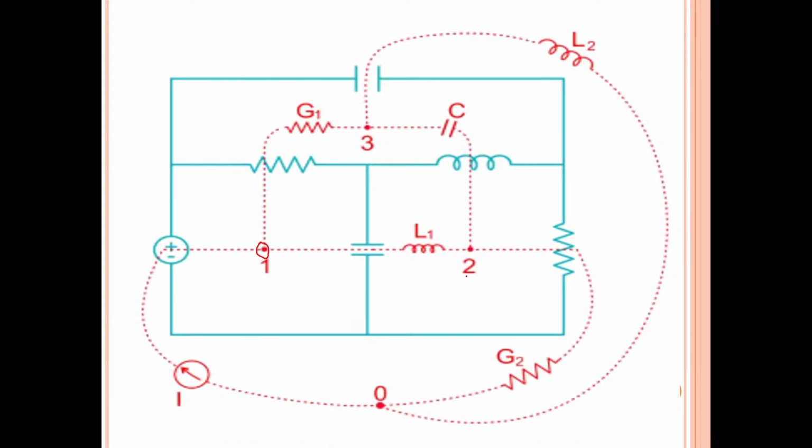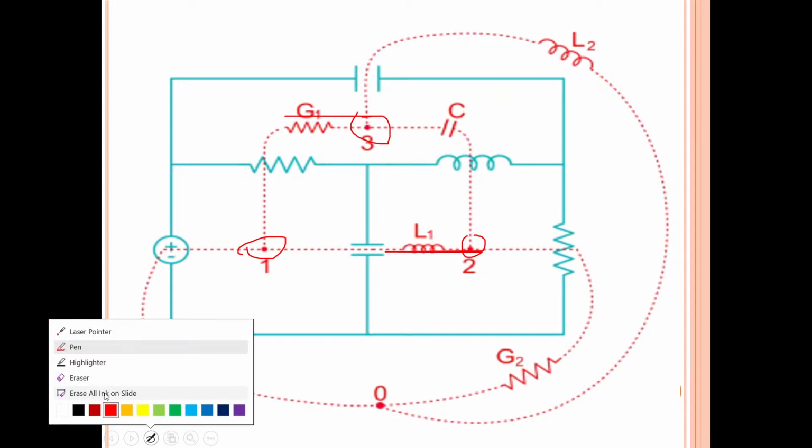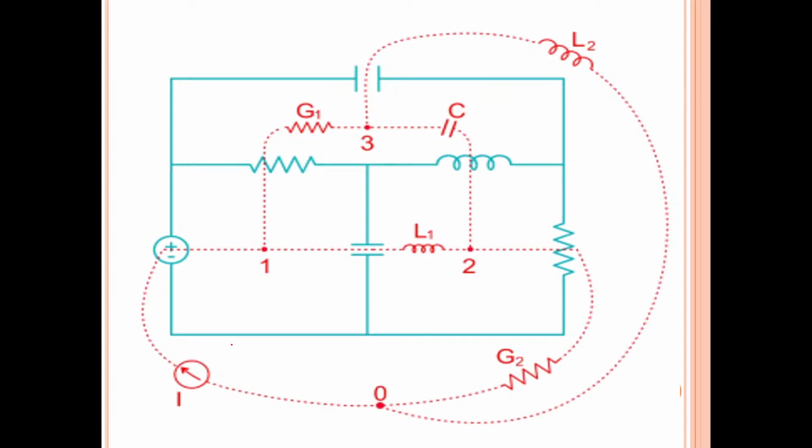After drawing like this, you see in this diagram, in this mesh, consider node 1; in this mesh, node 2; in this mesh, node 3. So mesh is dual to node, and node is dual to mesh. Now from node 1, draw a dotted line flowing through this source. Source value is V, so replace it with a current source whose value is I, connected to the ground.